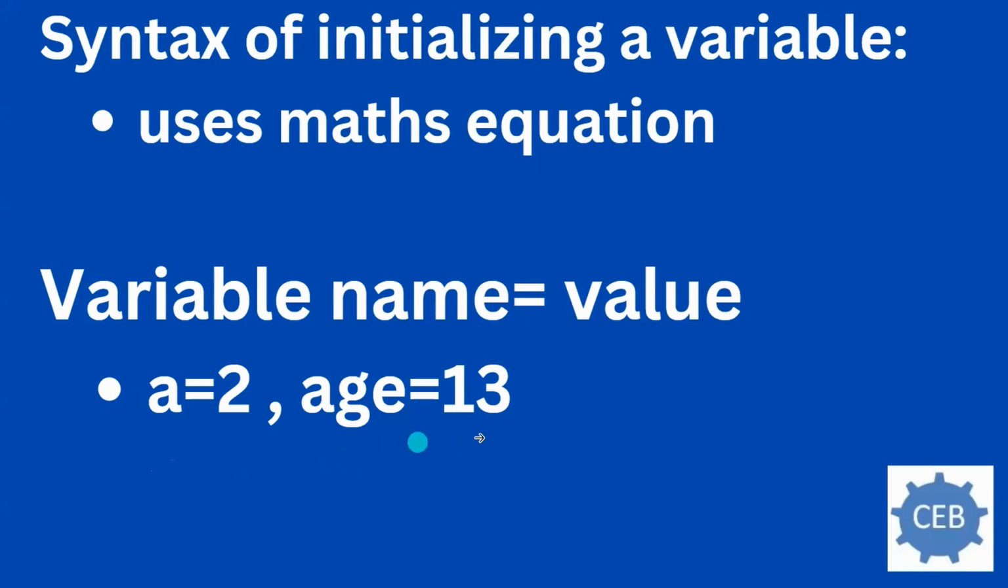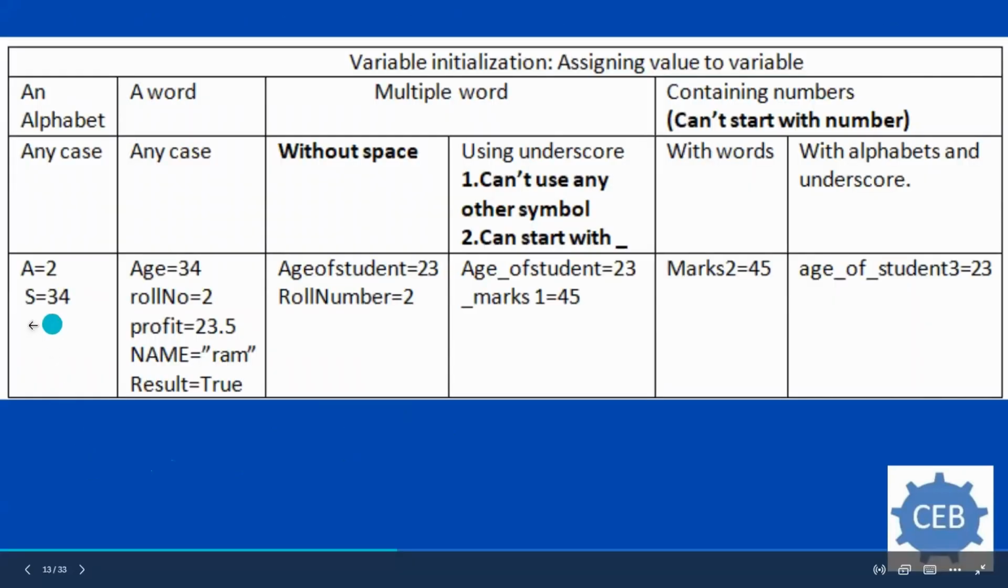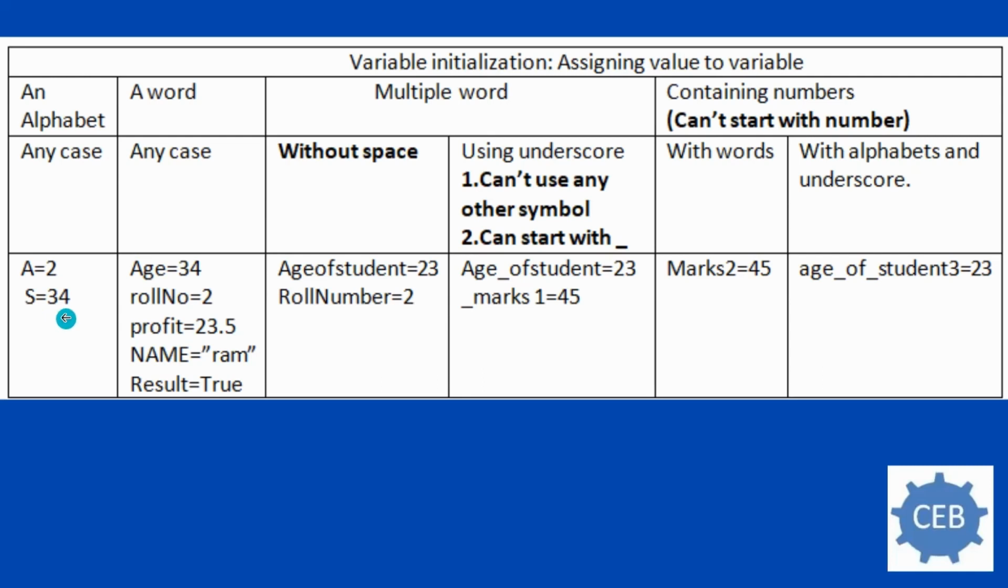For example, age is equal to 13. That means I have taken one container, labeled that container as age, and the value that I'm inserting is 13. Here I've taken an example of variable declaration and initialization. Declaration means giving the name.